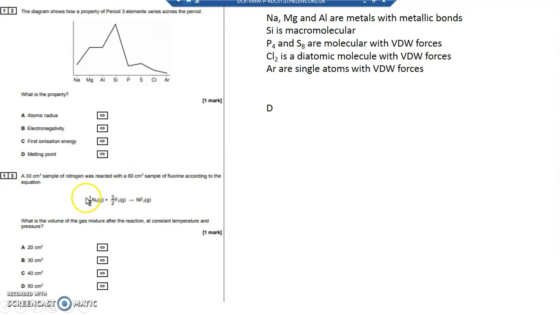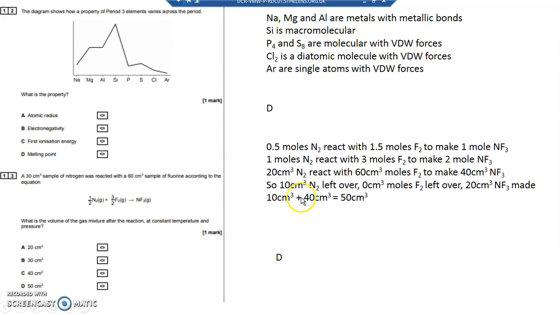A 30 centimetre cube sample of nitrogen was reacted with a 60 centimetre cube sample of fluorine according to this equation. 0.5 moles of nitrogen react with 1.5 moles of fluorine to make 1 mole of NF3. So let's have a look at this then. The answer is D, but I'll show you why it's D.